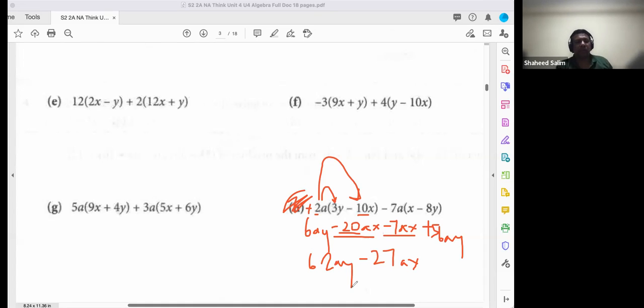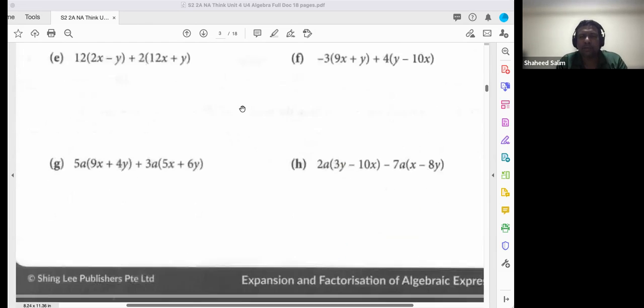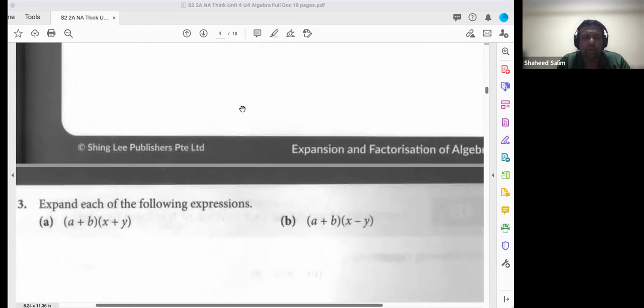Let me see your answer for G. Answer for G is AX plus 3. Okay. Well done, Hassan. That means you got no issues. The rest you still need to practice. That means you may know the method, but you're not so careful.